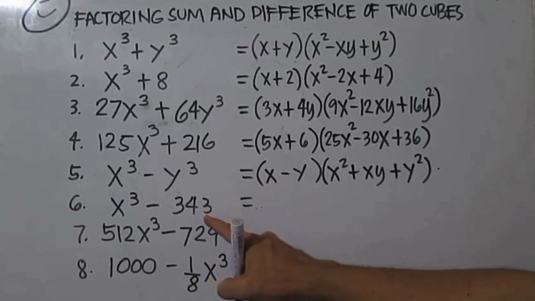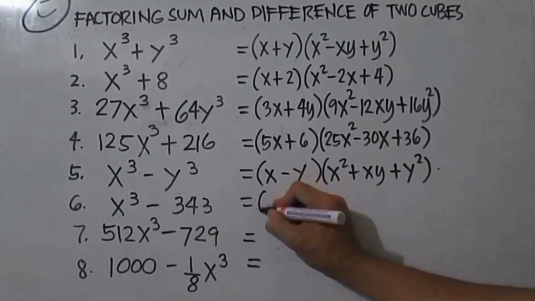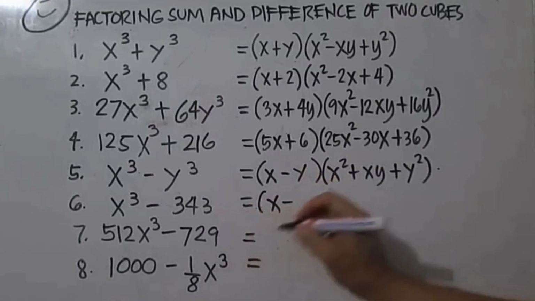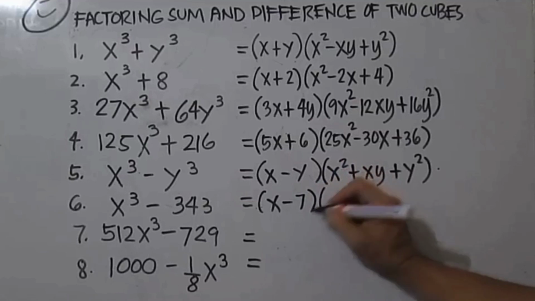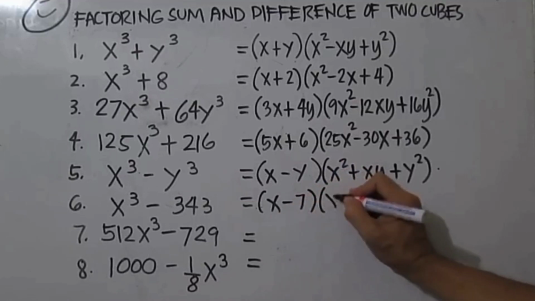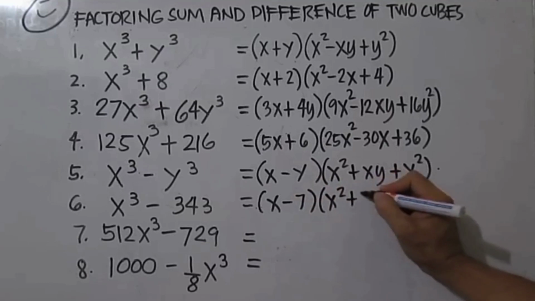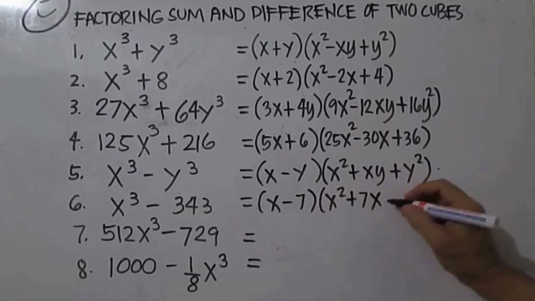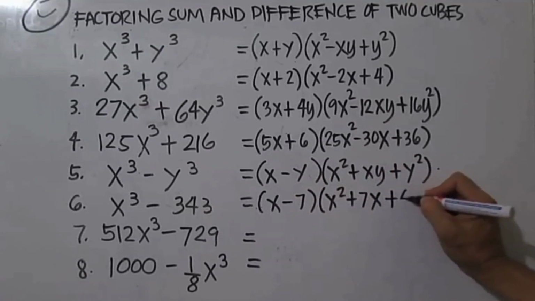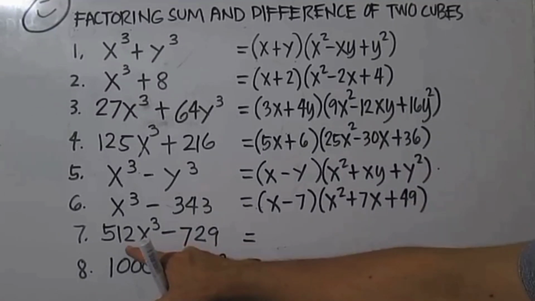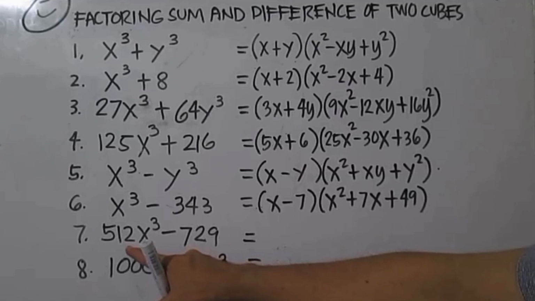That is the cube root of x cubed and the cube root of 343. What do you think? Okay, we have x minus what? Okay, that is 7. Now, same process. Square the first term, x squared. Multiply the first and the second term, plus 7x. Square the last term, that is 49. That's good. Now, let's move on to number 7, 512x cubed minus 729.